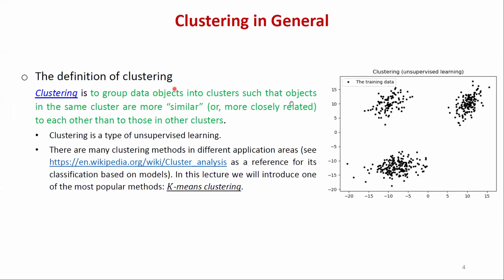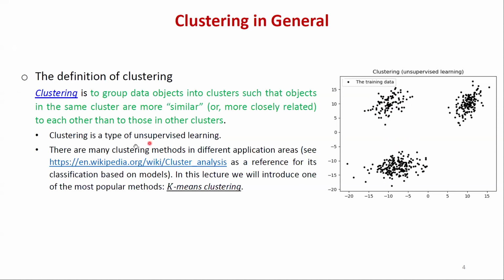Okay, so first of all, let's define the problem of clustering. Clustering is to group data objects into clusters such that objects in the same cluster are more similar, or let's say more closely related to each other than to those in other clusters. So for example, points in this cluster should be similar or closer to points in this cluster. Intuitively or visually, given a picture, everybody knows how to do it. It's so simple. But mathematically, if I just cover your eyes, how do you do it? It's actually not a really simple problem.